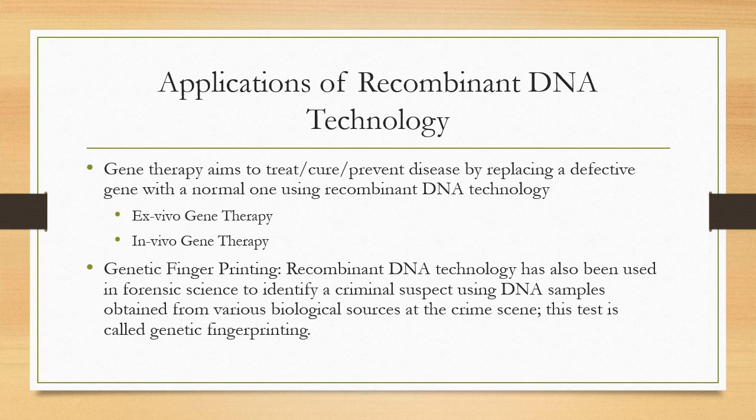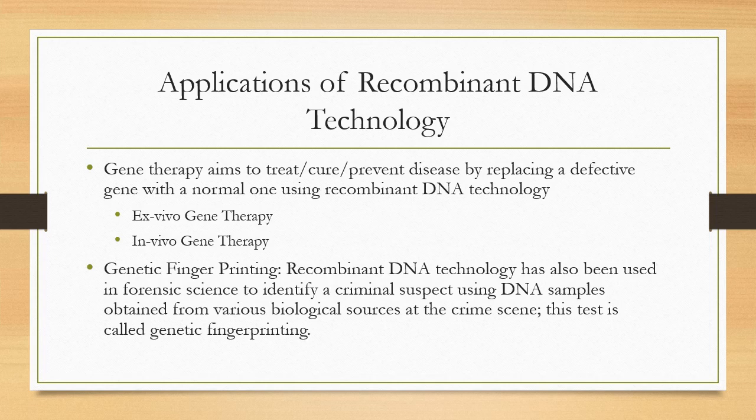And the other most important application of recombinant DNA technology is DNA fingerprinting. You know, the DNA is fixed in every individual. So genetic fingerprinting, or recombinant DNA technology, has also been used in forensic science to identify a criminal suspect using DNA samples obtained from various biological sources at the crime scene, and this test is called genetic fingerprinting.